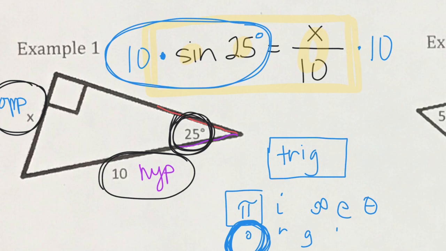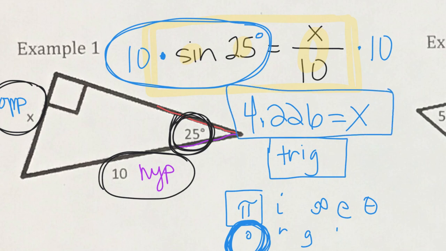So when you do that and press enter, you get 4.226. So that is the side length of your triangle, 4.226.